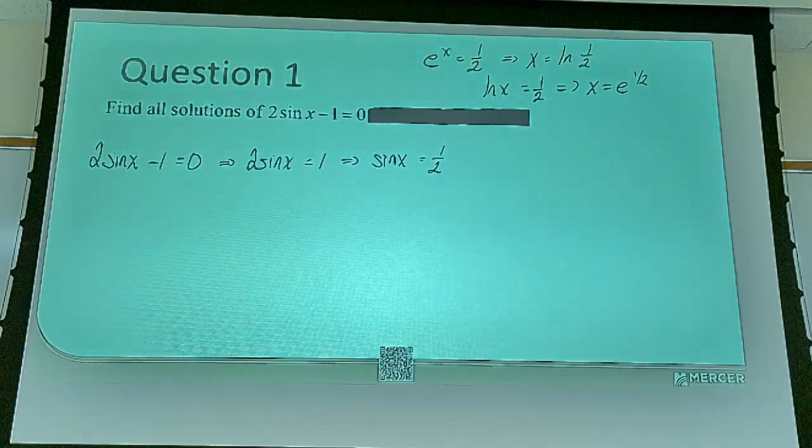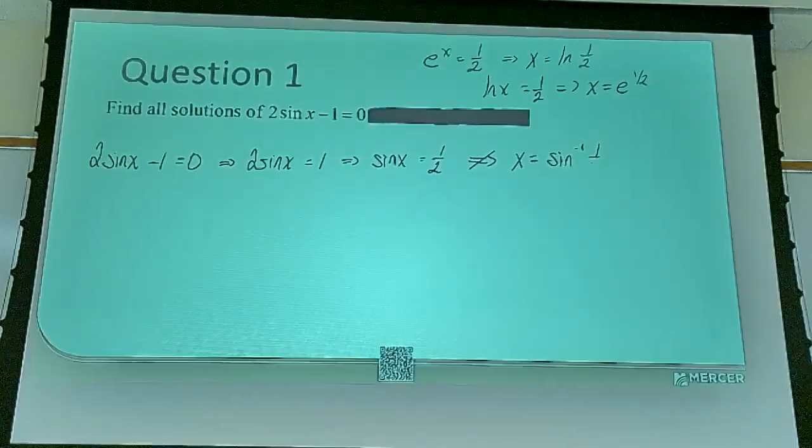Remember, we technically don't have inverse functions for the trig. We were only able to define them by limiting the domain. So you cannot say, let's do this, that this does not imply that x is the inverse sine of a half. That's only going to give you one solution.